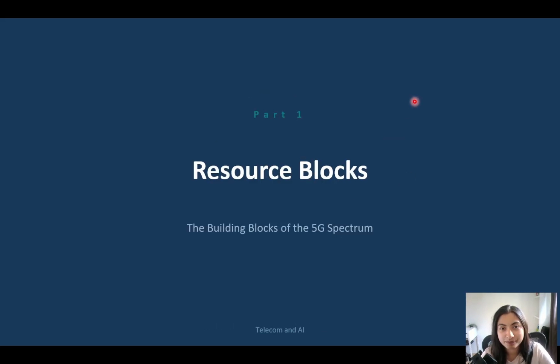Welcome to part 1. This part asks a simple question. When a 5G base station transmits, how do hundreds of users share the spectrum simultaneously without stepping on each other? The answer starts with resource blocks. By the end of this part, you will know exactly what a resource block is, how 5G's flexible numerologies change its bandwidth, and why 5G had to redesign the resource grid from the ground up compared to LTE.